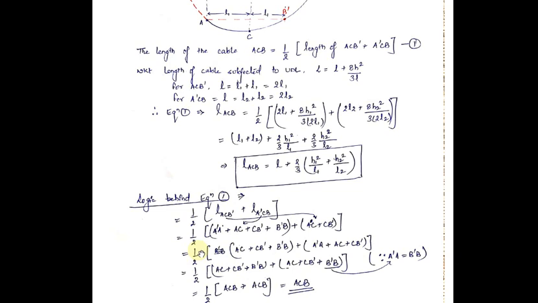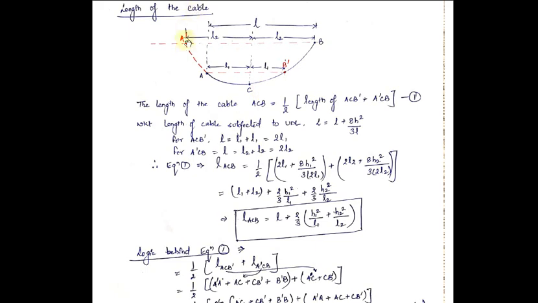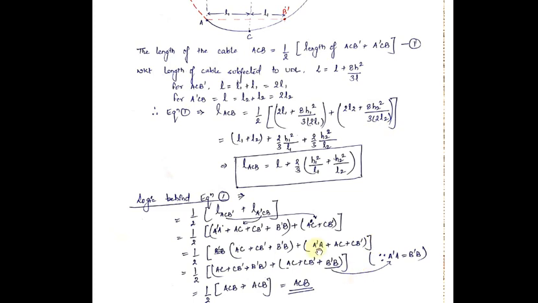Now I can rearrange this equation and write it as half of AC plus CB dash plus B dash B, and I write this A dash A along with AC plus CB dash, so I will get A dash A plus AC plus CB dash. Now again half of AC plus CB dash plus B dash B. Now if you see in the diagram, A dash A is equal to B dash B. So I can write A dash A equal to B dash B. So I will get these two terms.